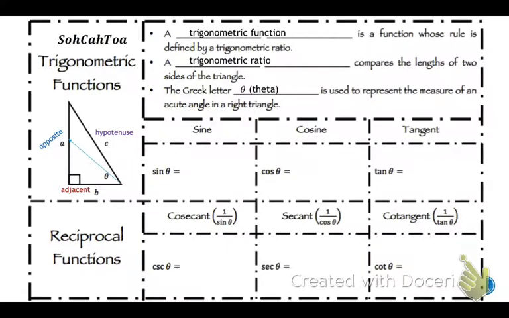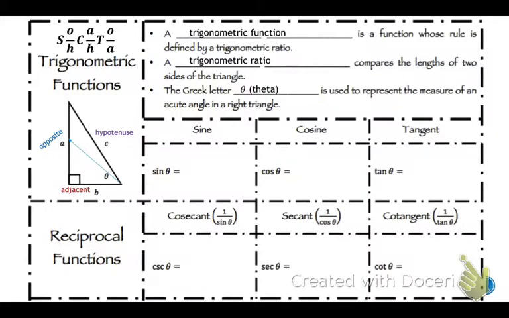So, SOHCAHTOA. We're going to use that to find our sides. This is just something you need to remember. So this helps you remember that sine is opposite over hypotenuse, cosine is adjacent over hypotenuse, and tangent is opposite over adjacent. And I like to write it like that. So it's sine is opposite over hypotenuse. It's really easy to see that. Cosine is adjacent over hypotenuse. Tangent is opposite over adjacent.